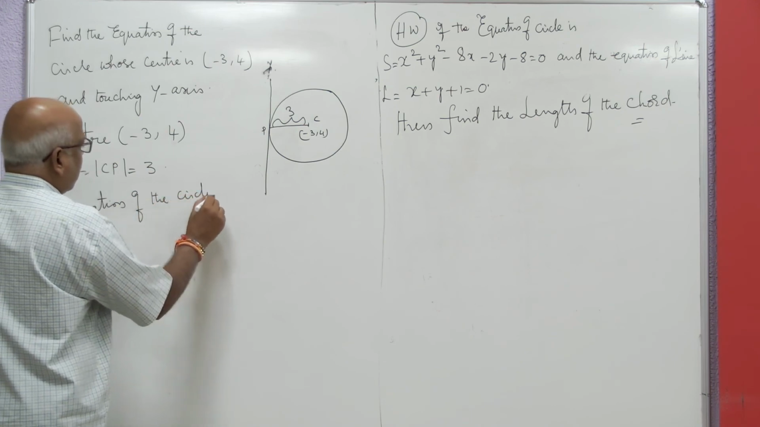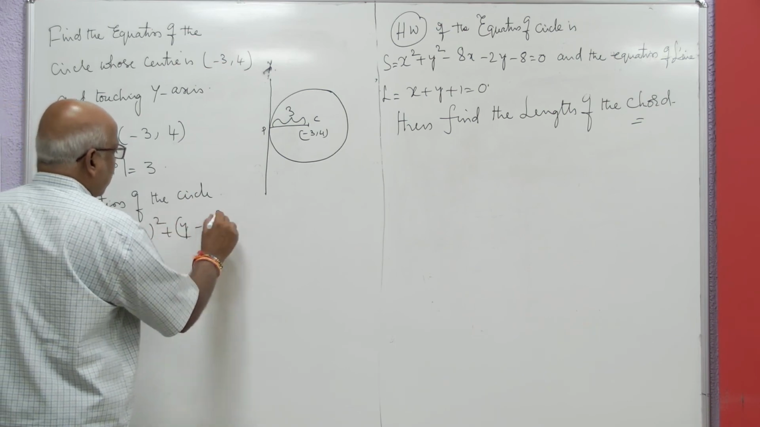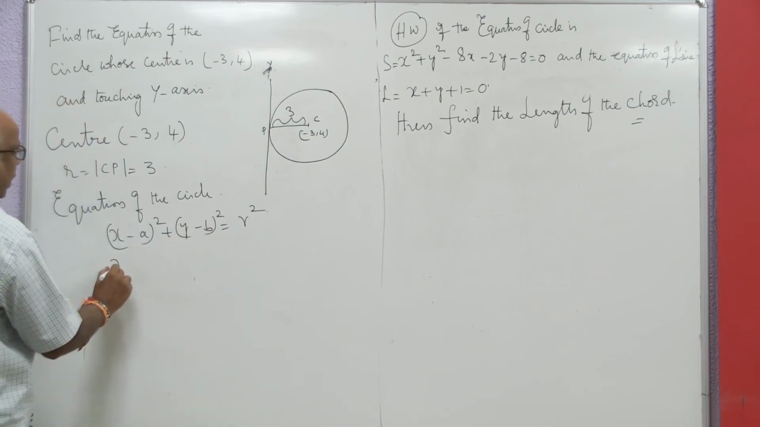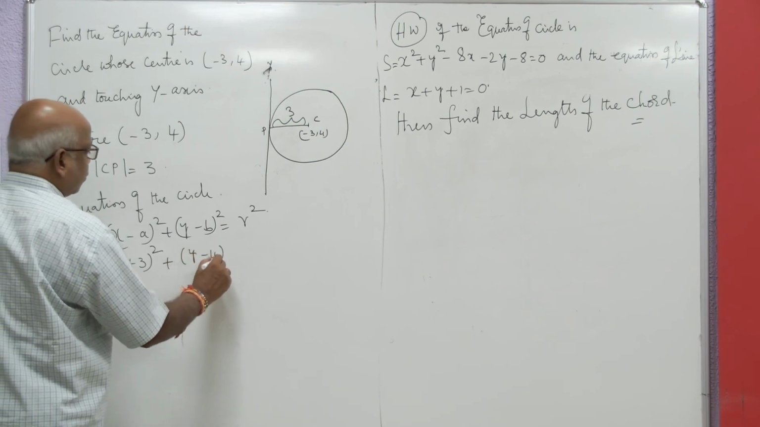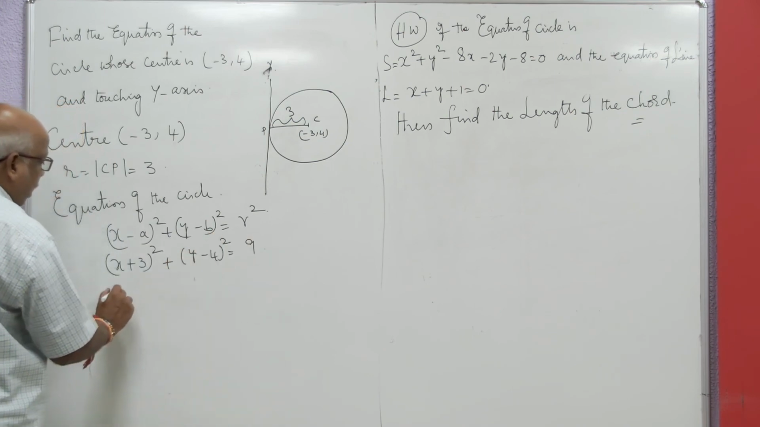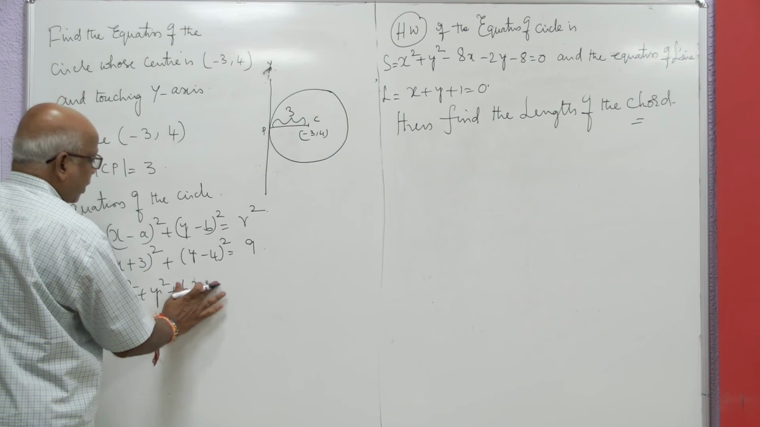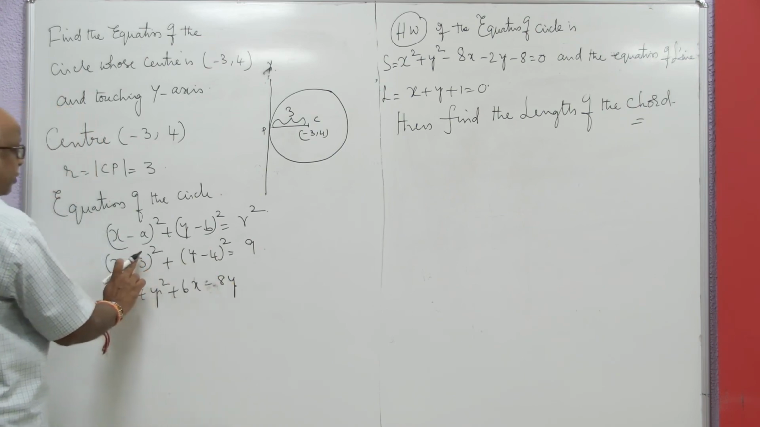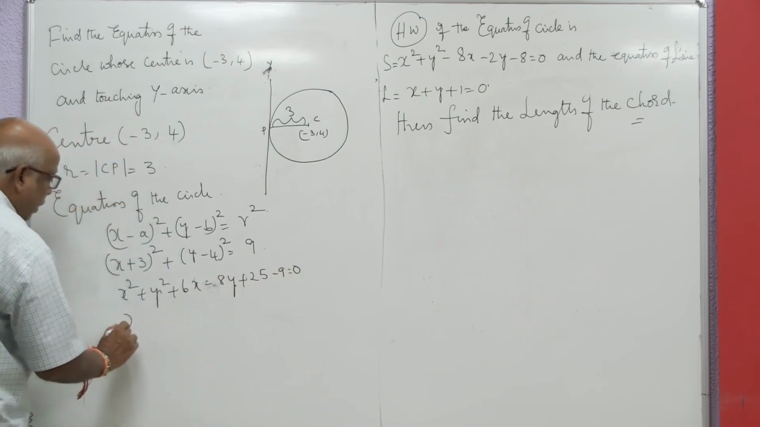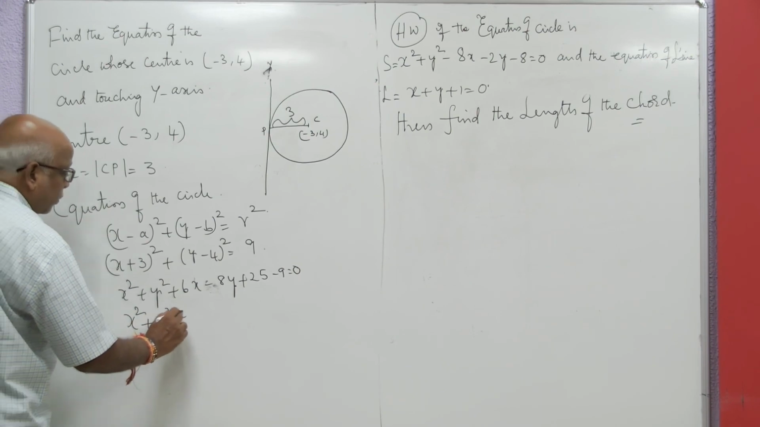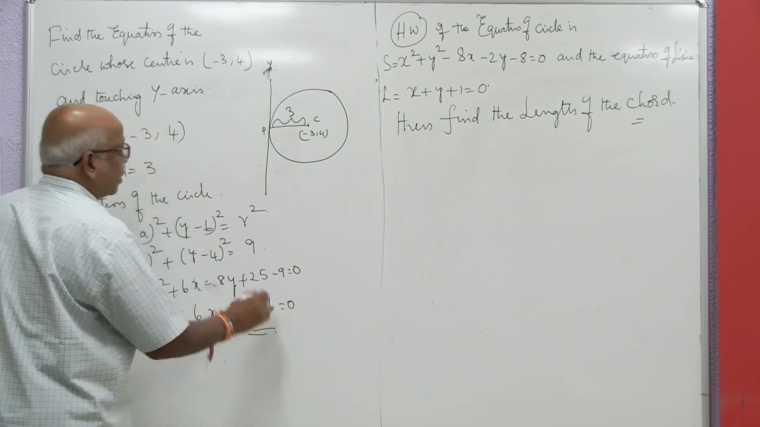The equation of the circle: x minus a whole square plus y minus b whole square equal to r square. X plus 3 whole square, y minus 4 whole square equal to r square, which is 9. X square plus y square plus 6x minus 8y plus 9 plus 16, 25 minus 9. The final equation will be x square plus y square plus 6x minus 8y plus 16 equal to 0.